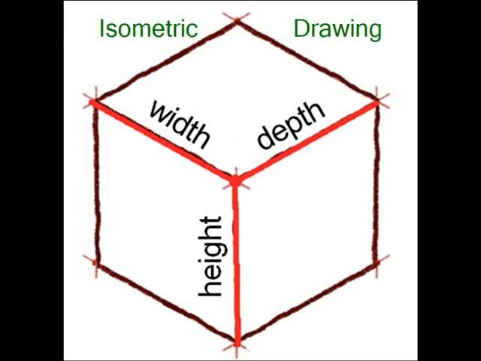Isometric means equal measure. Three adjacent faces on a cube will share a single point. The edges converging at one point will appear as 120-degree angles, or 30 degrees from the horizon line.